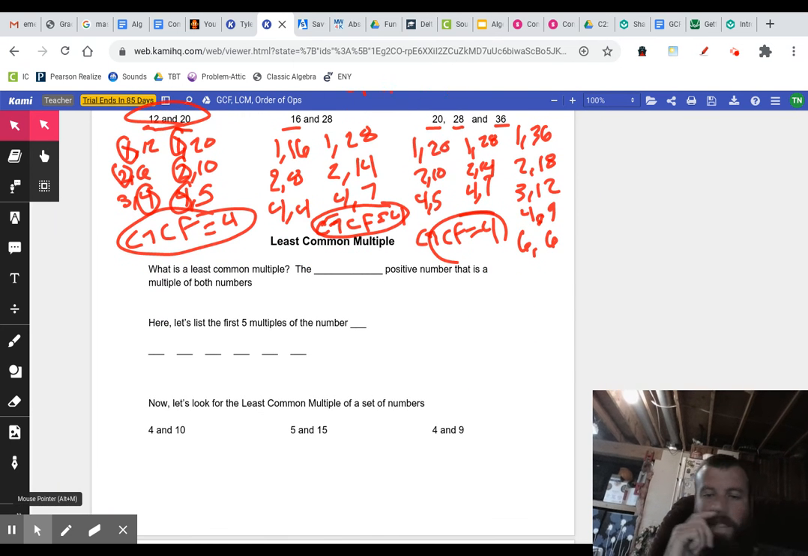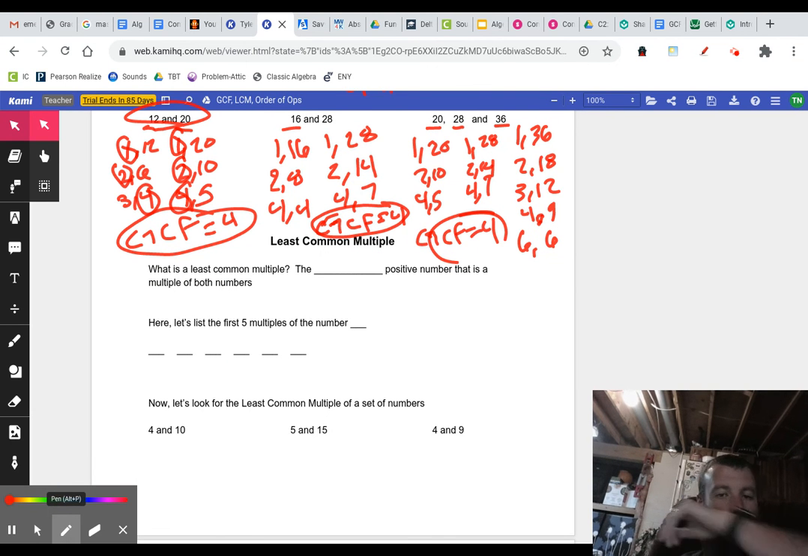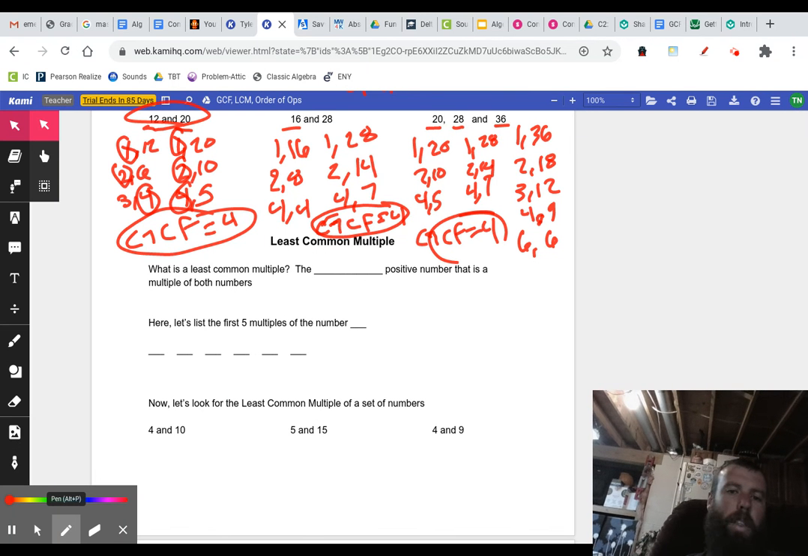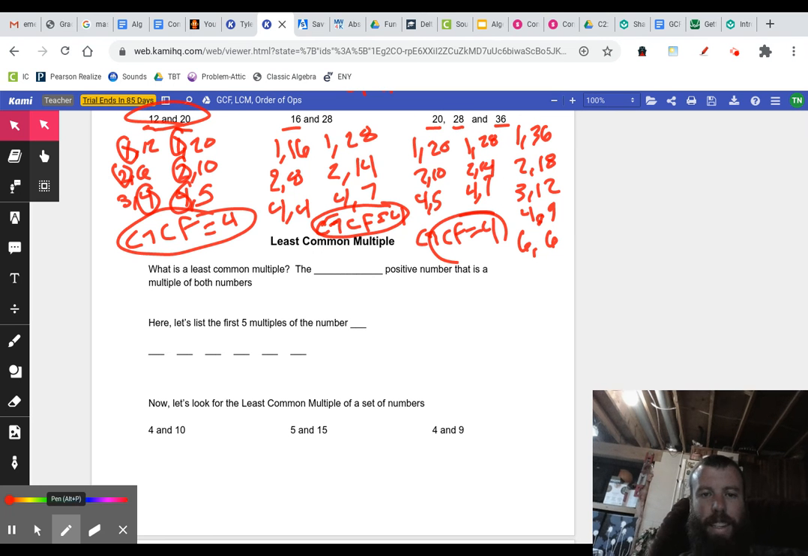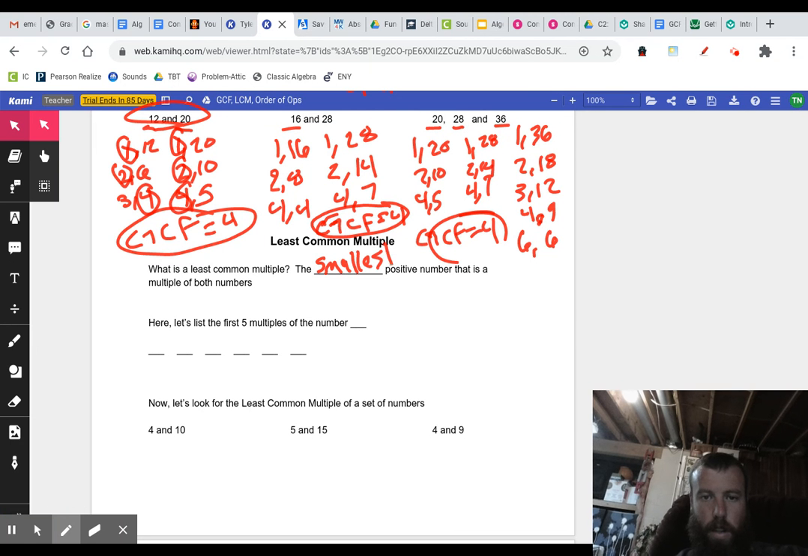Let's move on. Something you learned right around the time you learned GCF was this least common multiple, okay? They kind of go hand in hand. I'm not sure which one you learned first. I don't really think the order of which of these two you learn is all that important, but you learned it nonetheless. You've seen it. What is the least common multiple? The least common multiple is the smallest positive number that is a multiple of both numbers, right?